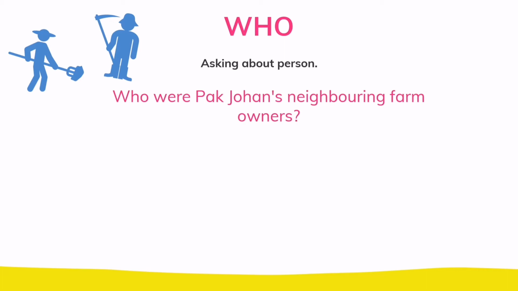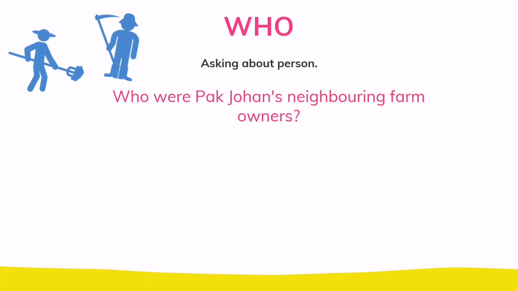Question 4. Who? W-H-O. Who? Okay, who asking about person. Dia mesti nak jawapan kena orang. Who ni jawapan mesti orang saja. Tak boleh yang lain. Mesti orang. Okay, let's look at the question. Who were Pak Johan's neighbouring farm owners?